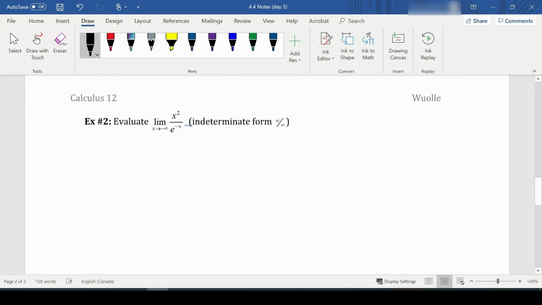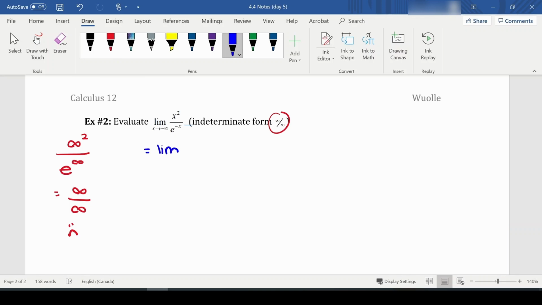So let's try one of the form infinity over infinity, okay? So again, if I substitute negative infinity in here, what's going to end up happening is I'm going to have infinity squared over e to the infinity, and infinity squared is just going to give me infinity, and e to the infinity is infinity, and so that doesn't work. Indeterminate form of infinity over infinity. Now, because I know L'Hopital's rule now, I can rewrite this as the limit as x approaches negative infinity of the derivative of the top over the derivative of the bottom.